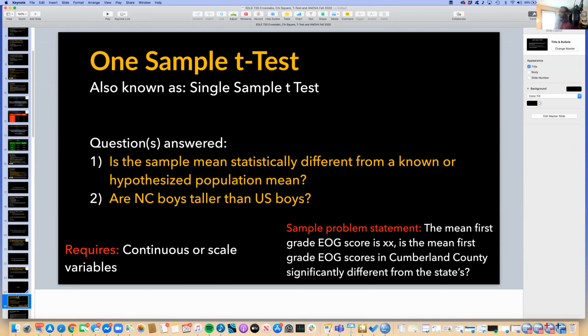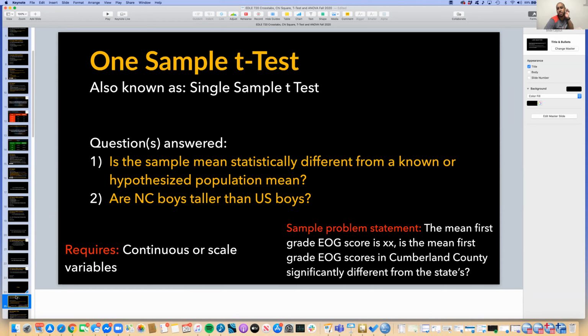So what we want to do in a one-sample t-test is look at the differences in means. We want to determine whether a mean is statistically different from a known or hypothesized population mean. In this instance, we want to know, are North Carolina boys actually taller than United States boys? Or are test scores in Moore County higher or lower than test scores in the whole state?